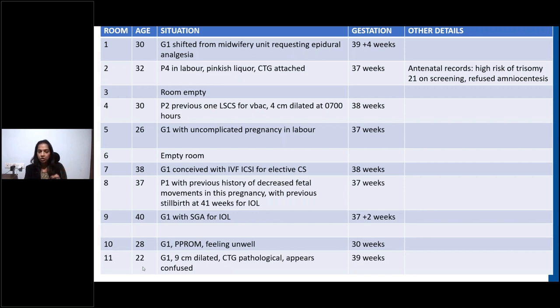Like here, Dr. Ayesha, you did a very good job by picking room number 10 as urgent because it is mentioned that she is feeling unwell. The very fact that they have given this additional information means there is something more to it. Otherwise, they would not give you that additional information. What is the point of saying somebody is feeling unwell in such a vague manner? That is because this is possibly sepsis. There is a possibility of sepsis.